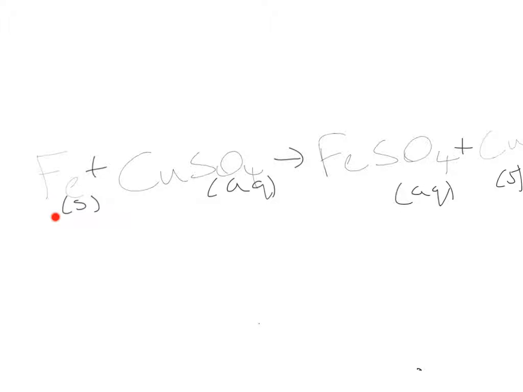So in here you have Fe and CuSO4, and Fe is more reactive than copper. So Fe is going to displace copper. So as you can see here, copper gets kicked out and Fe takes its place. So this is a displacement reaction.